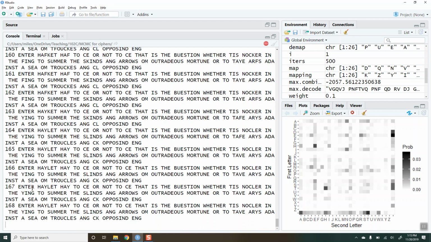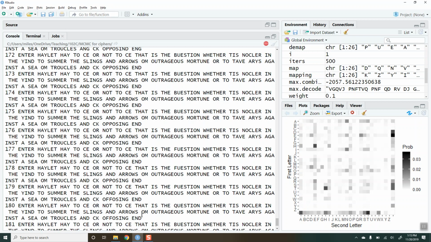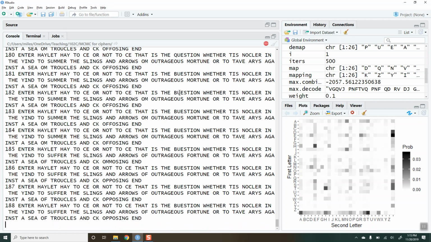All right, so we have "enter Halet." "Halet, to see or not to see. That is the question." I don't know if we'll get the Q, but at this point I would say we're doing pretty good. It's just swapping 2 letters at a time. What do we get? Oh, we had "question" for a second. Look at that. Oh, breaking my heart.